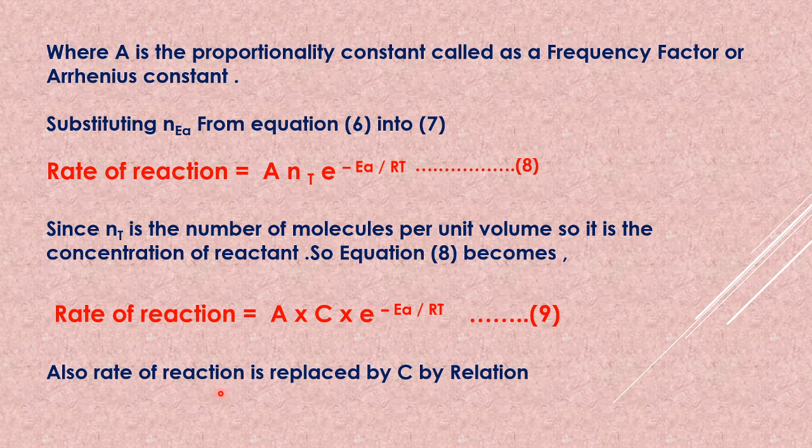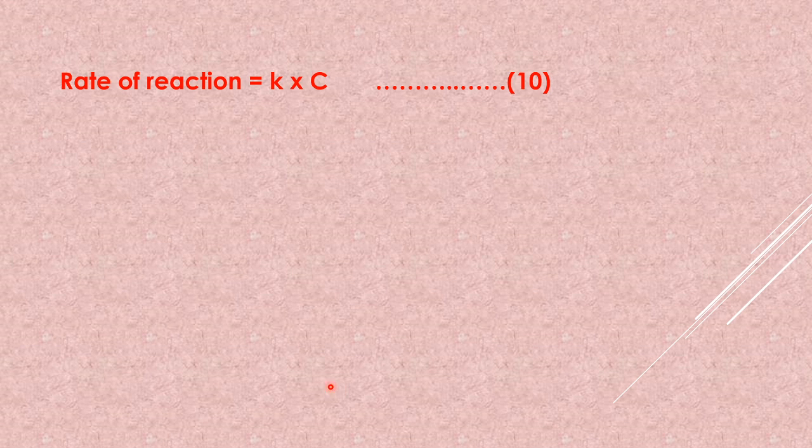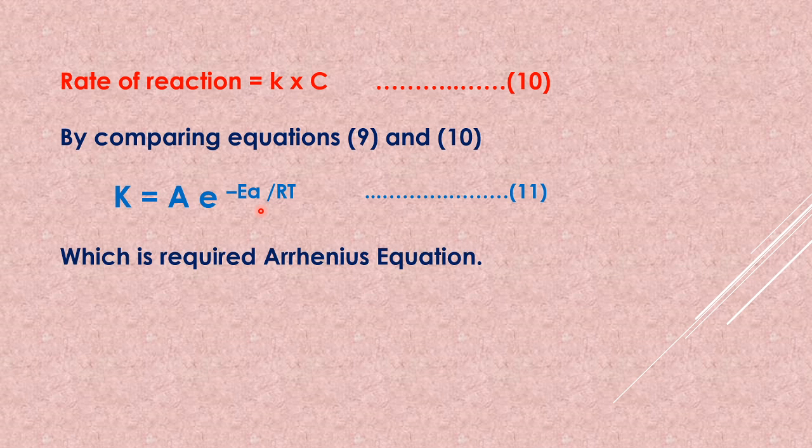Also the rate of reaction is given by the relation rate of reaction equals K into C. We get equation number 10. If we compare equation 9 and equation number 10, we get K equals A into e raised to minus EA upon RT. And this is the Arrhenius equation in integral form.